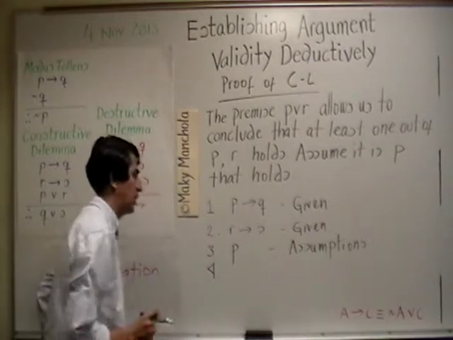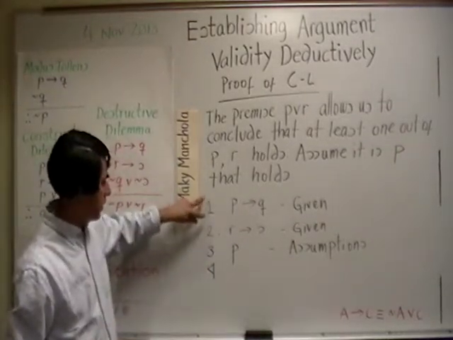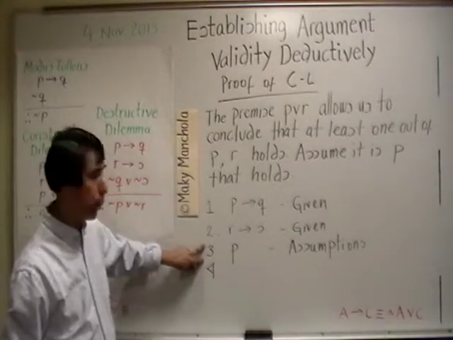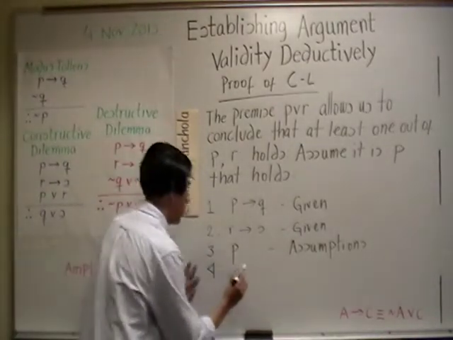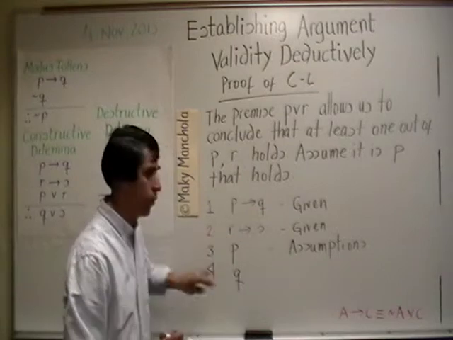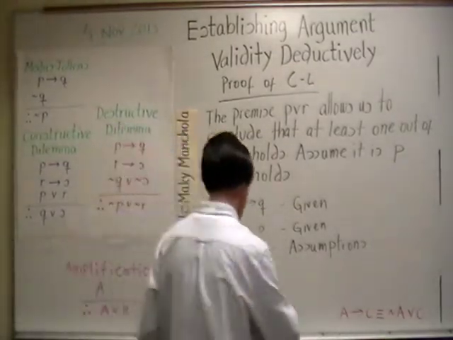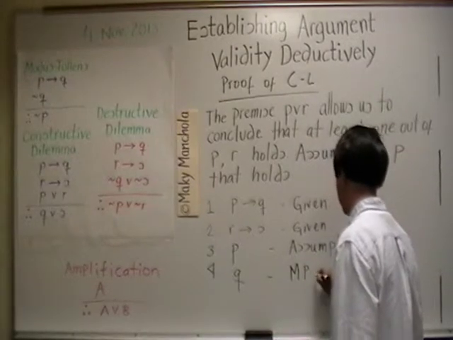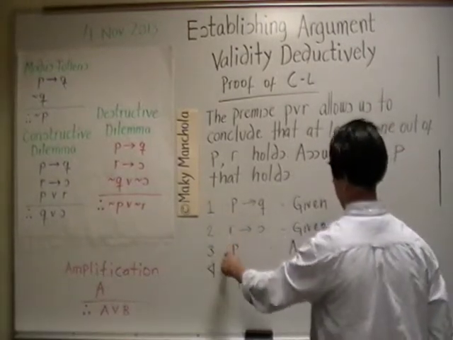Four. Now let's note immediately that steps 1 and 3 allow you to conclude Q. P implies Q. P, therefore Q. That's just modus ponens. Modus ponens applied to steps 1 and 3.